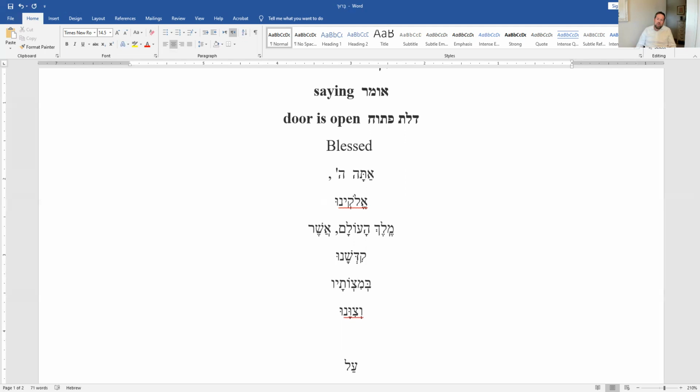B'mitzvotav, with his mitzvot. Now let's see this interesting word, because really this word is supposed to be mitzvah shelo, b'mitzvot shelo. And this word b'mitzvot means with mitzvot, shelo means his.